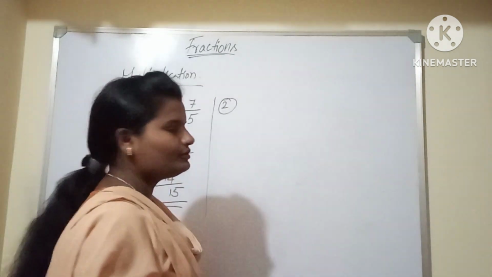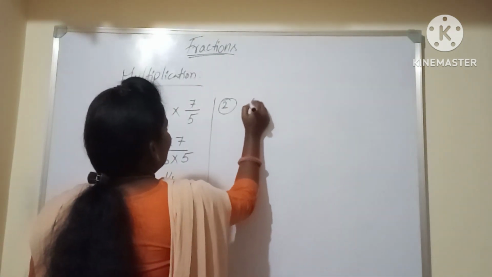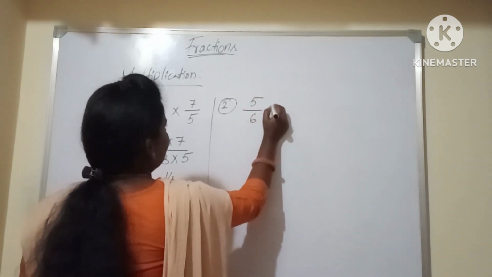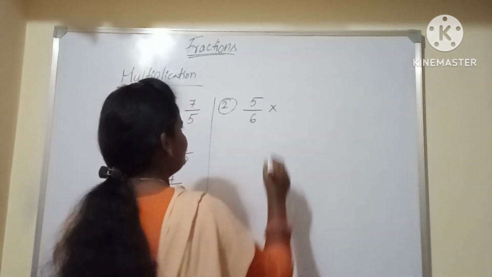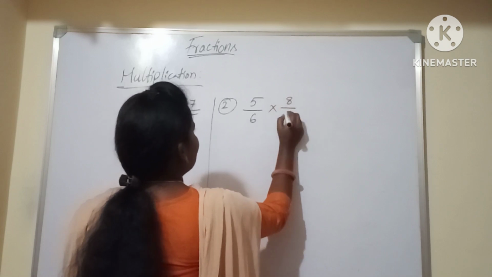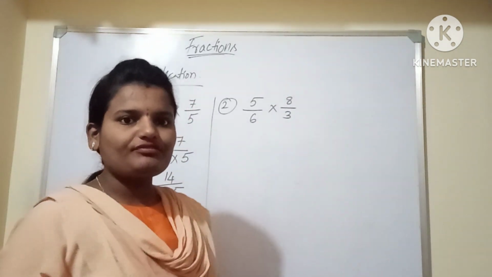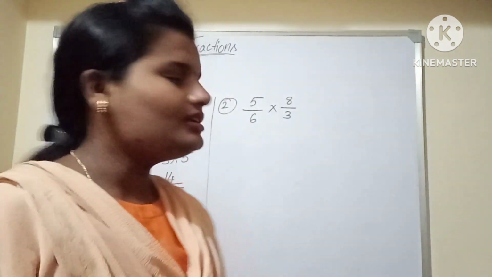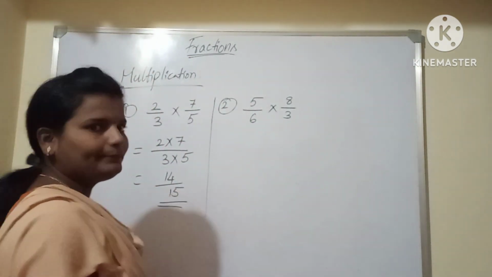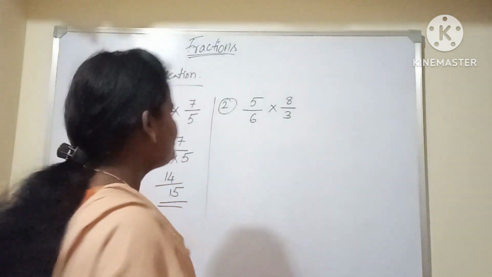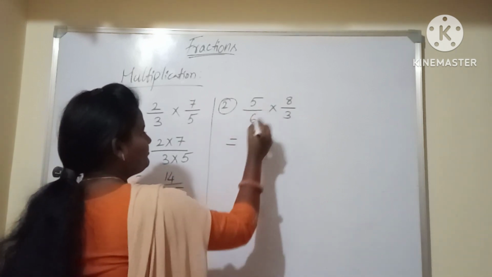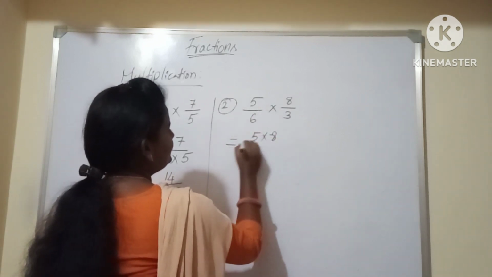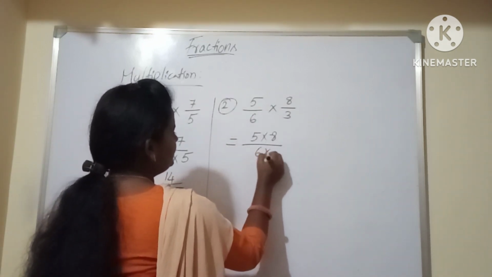So here suppose 5 by 6 into 8 by 3. Suppose I will take like this both the fractions. So 5 by 6 into 8 by 3 I should multiply. So how we should do? Direct multiplication only here. So 5 into 8 divided by 6 into 3.